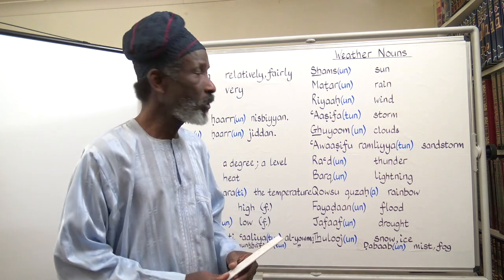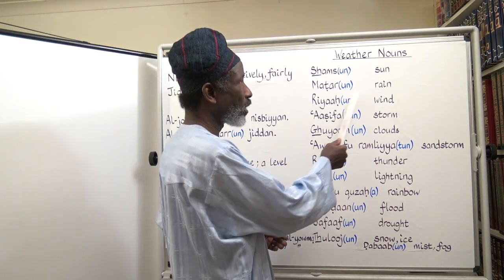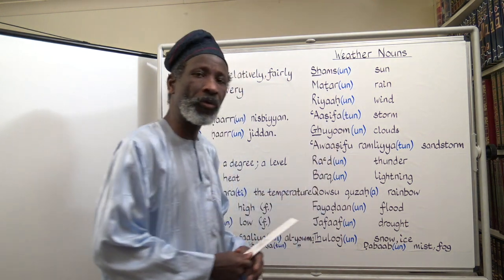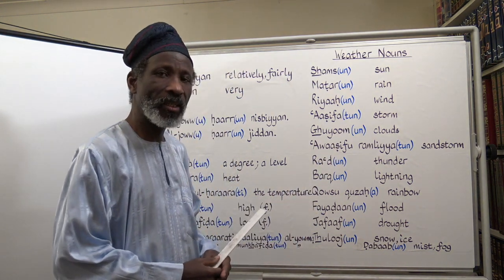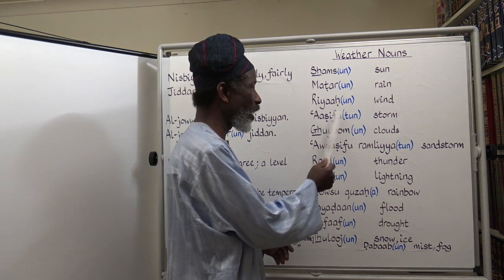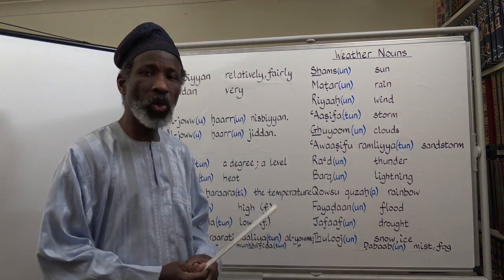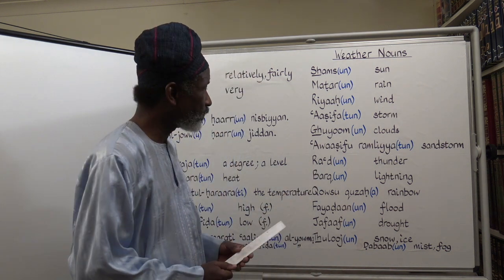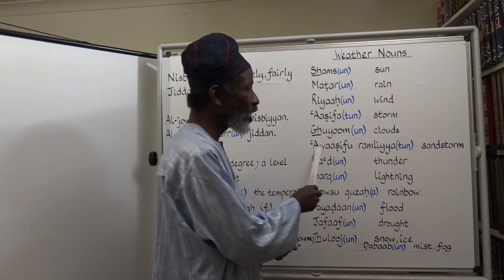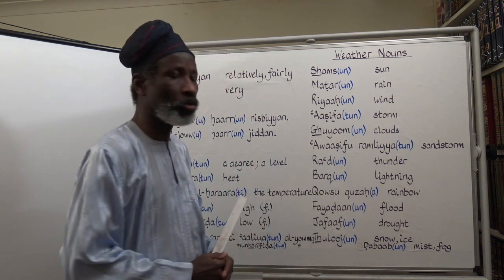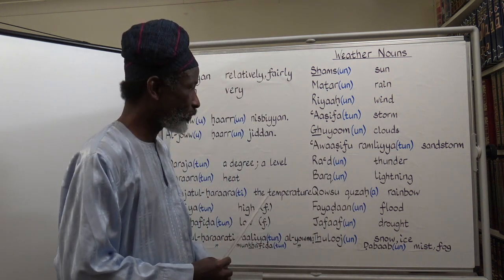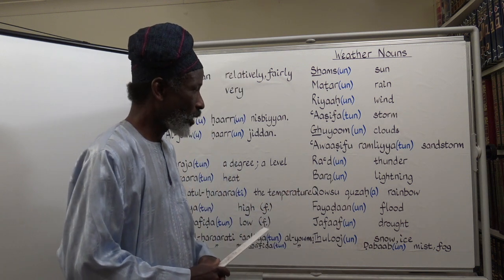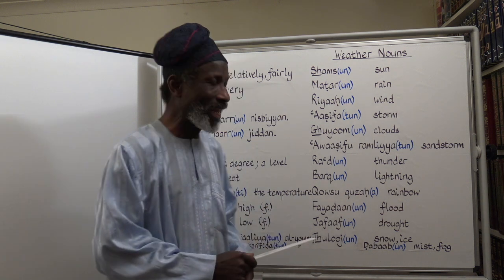Shamsun, sun. Matarun, rain. Riyahun, wind. Asifa or asifatun, storm. غيوم, clouds. عواصف رملية, sandstorm. رعد, thunder. برق, lightning.